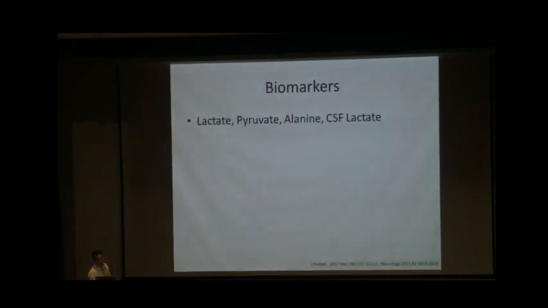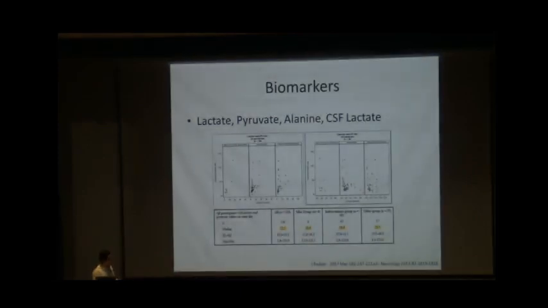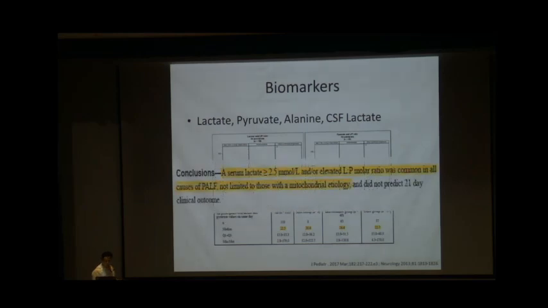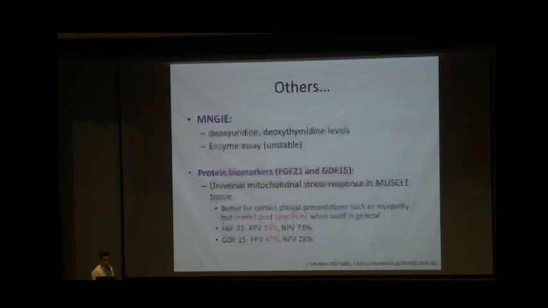So the biomarkers that we use are lactate, pyruvate, alanine, and CSF lactate. But studies have shown, in a study published from the Children's group, they calculated the lactate pyruvate ratio in all the PALF groups: the mitochondrial group, indeterminate ALF and other groups. They found there was no difference in the lactate pyruvate ratio. What they documented is that a high lactate or even an elevated lactate pyruvate ratio was common in all causes of PALF and not limited to those with a mitochondrial etiology. So it's not very specific.